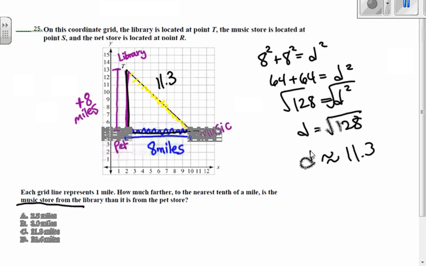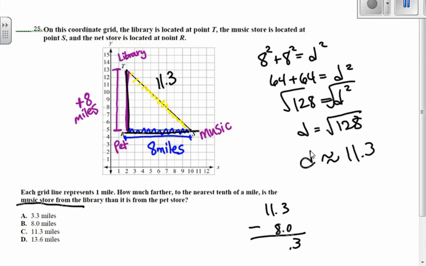Don't get hasty. Don't go too fast and say, look, I found an answer that I got, and keep moving. Read the question, okay? The question is asking how much farther, which means you've got to subtract. It's 3.3 miles farther than it is to go the other way, okay?